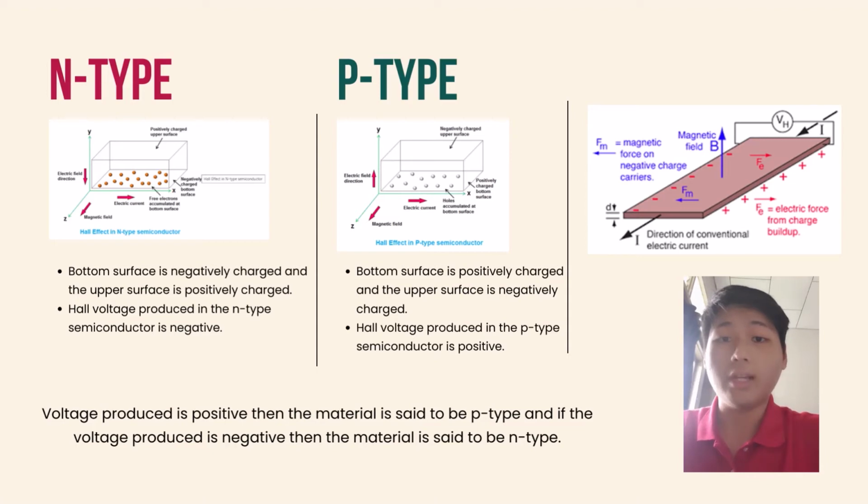Hall effect also helps to determine the type of material. We can easily identify whether a semiconductor is P-type or N-type by using the Hall effect. If the voltage produced is positive, then the material is said to be P-type, and if the voltage produced is negative, then we say it is an N-type semiconductor.